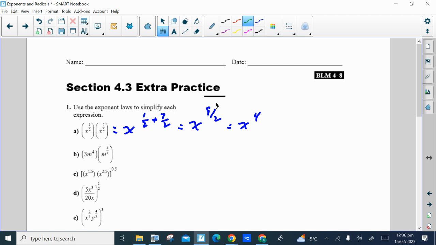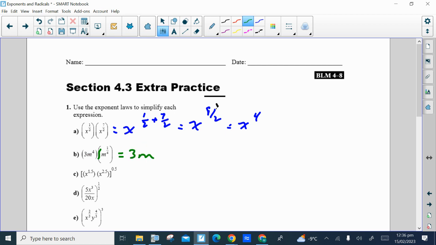The first step will be multiplying the coefficients. That first part is 3m to the 4th. The second part is just m to the 1/4, but it's like there's a coefficient of 1 in front of the m. There is 1m to the power 1/4 there. So you're going to multiply the coefficients first. 3 times 1 will give you 3.